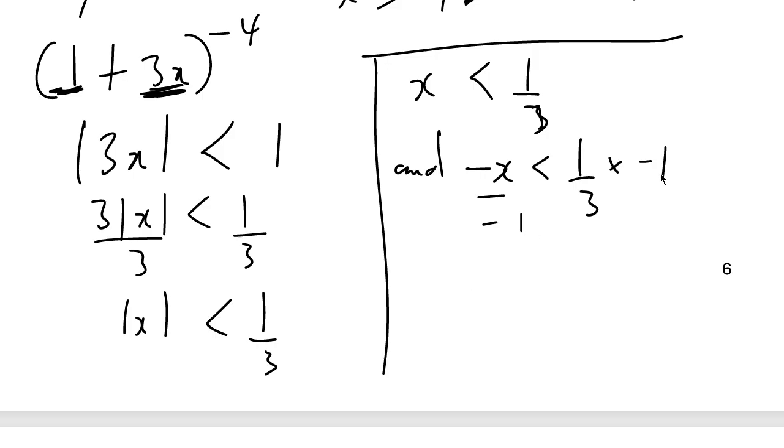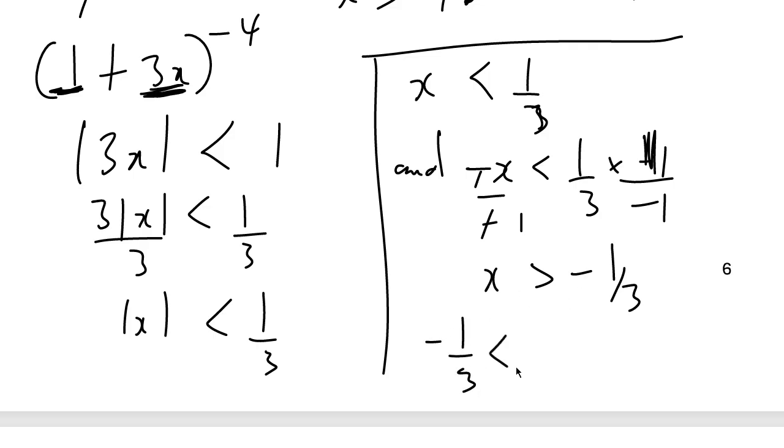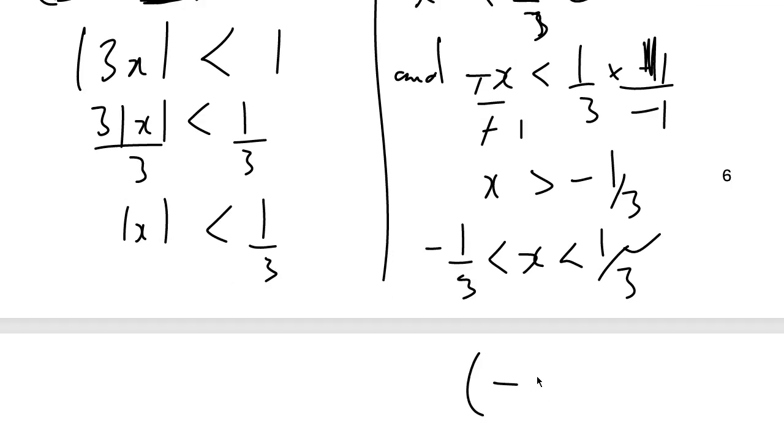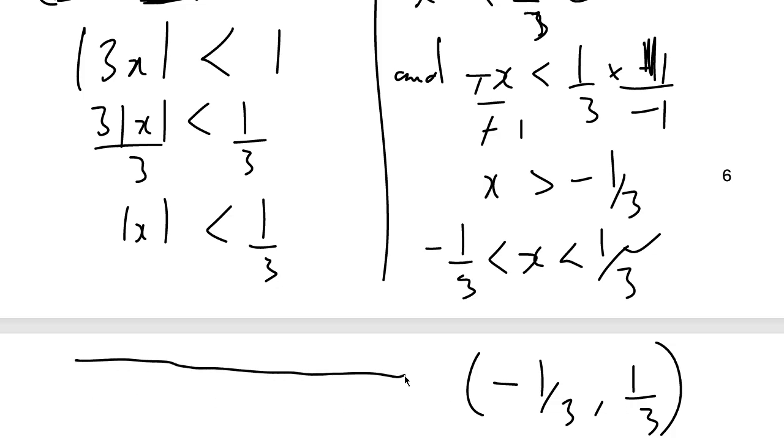Dividing through by negative 1, what happens? We're going to have x, because negative cancels this, that's x greater than negative 1 over 3, because the sign will now change. So if x is greater than negative 1 over 3, we can say that negative 1 over 3 is less than x, which is less than 1 over 3. So this is the answer. These are the sets of values. And then what happens? In interval notation, from negative 1 over 3 to 1 over 3. Because on the number line, this is how to represent it graphically.